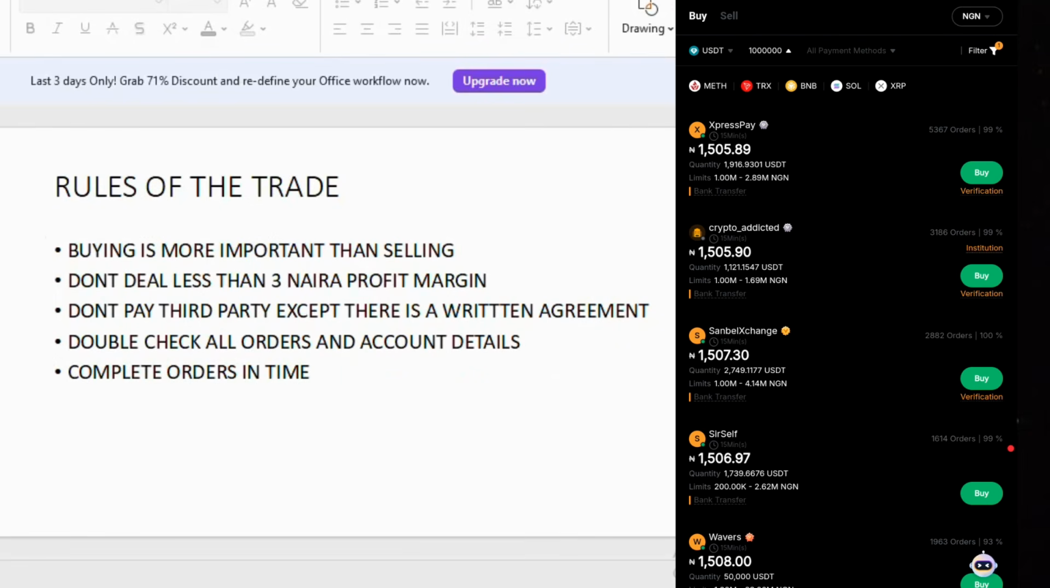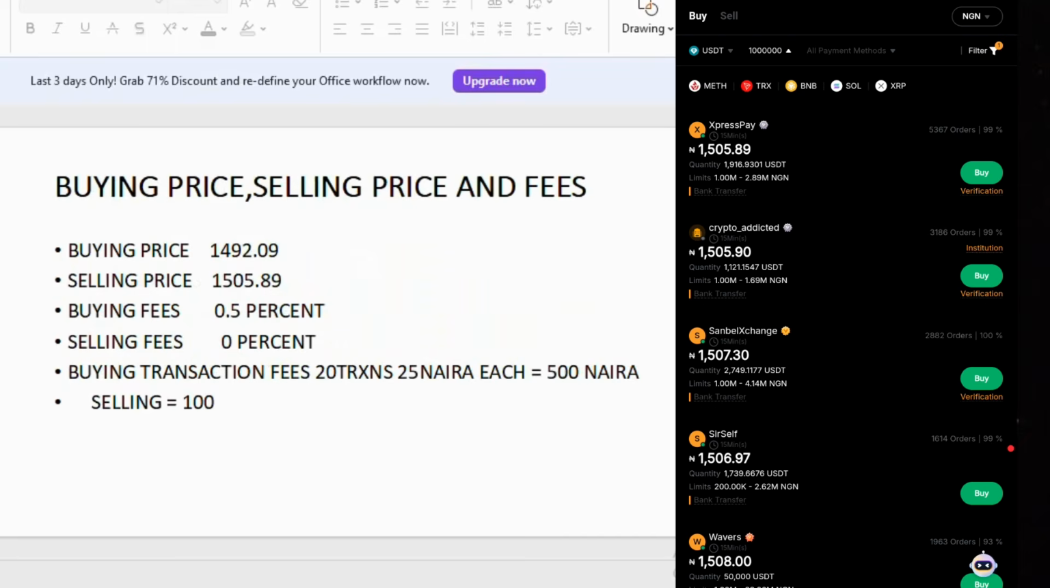Everybody who is into the P2P business knows all of these things. If you don't know these things, you're going to make a lot of mistakes. But before I even go into it, let's look at the difference between the buying price and the selling price. The buying price is 1492.